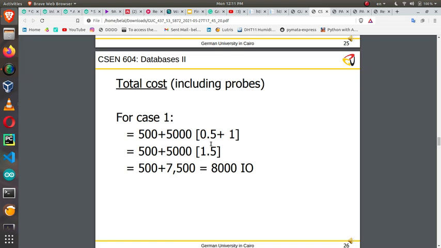So the expected cost is 0.5. So we have to add extra 0.5 to the IO intended to load the matching tuple. This is the overhead to access the index that is not loaded inside the memory.